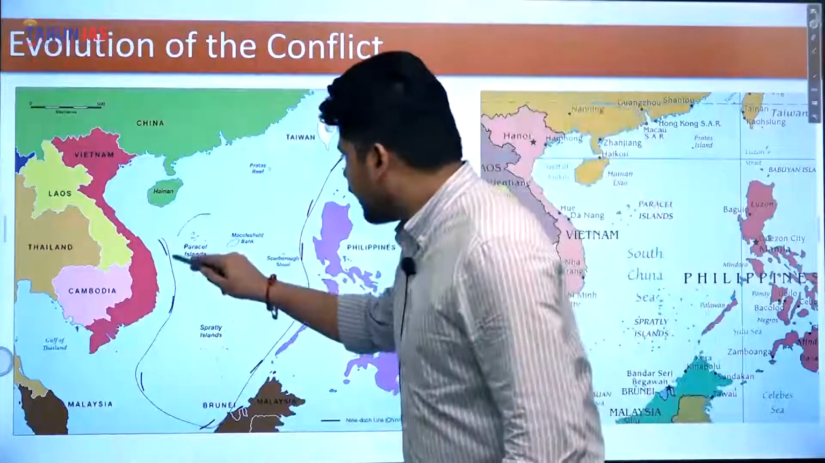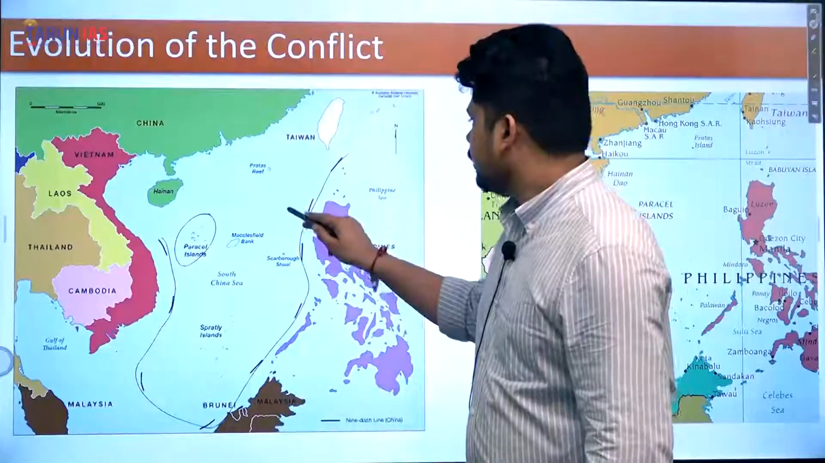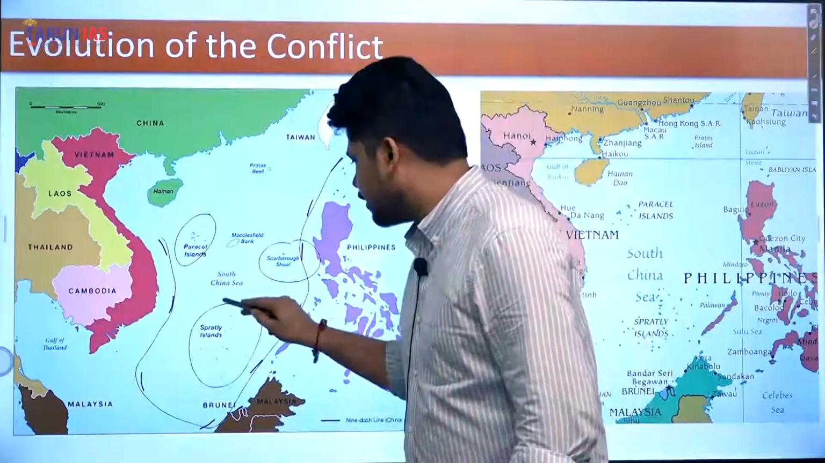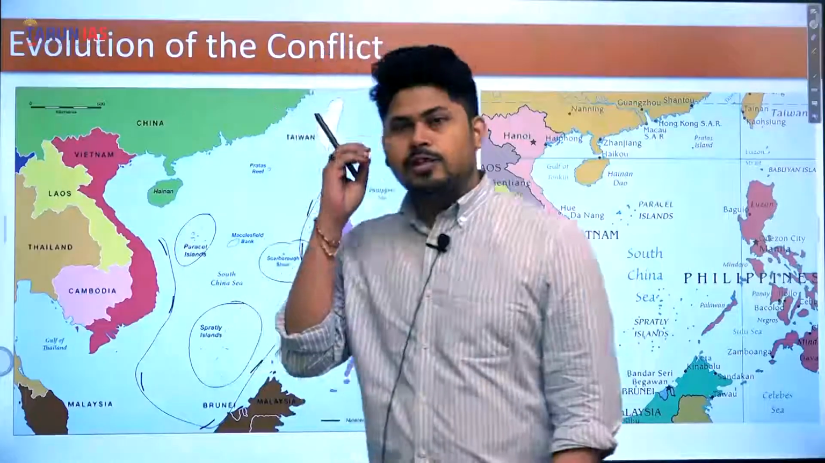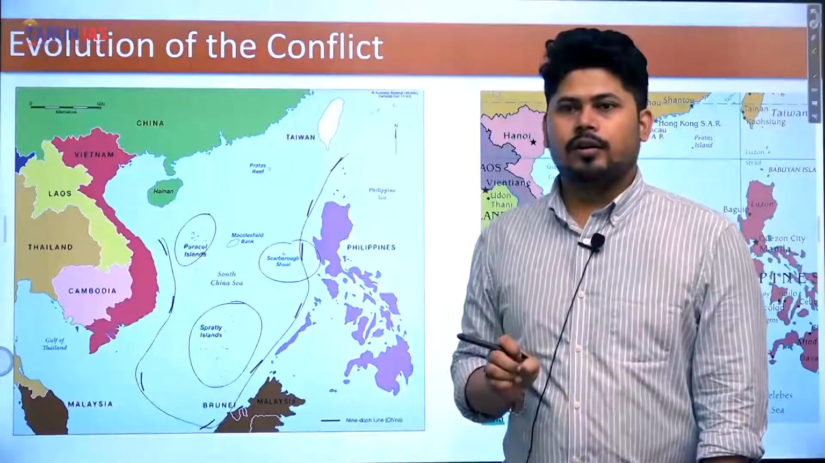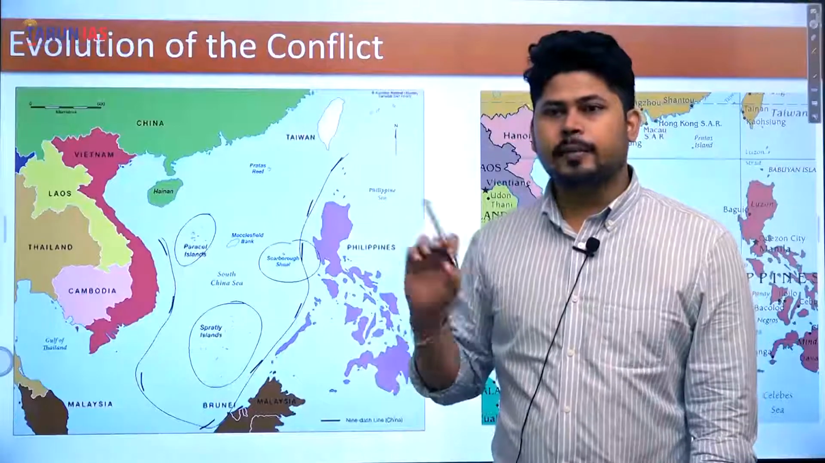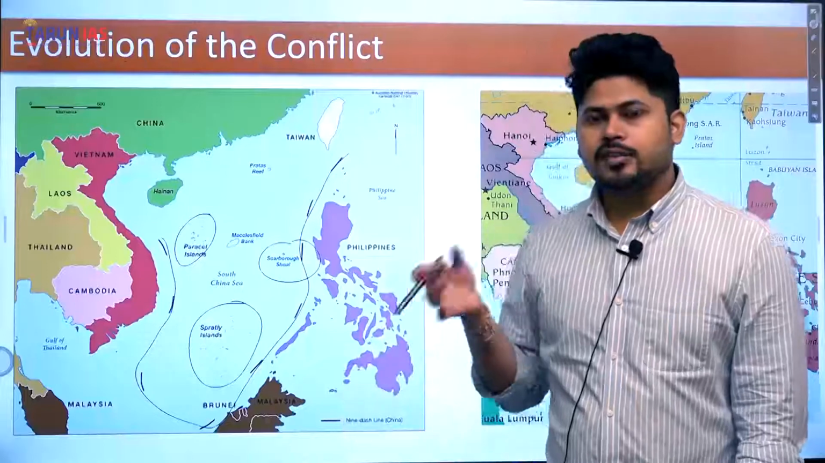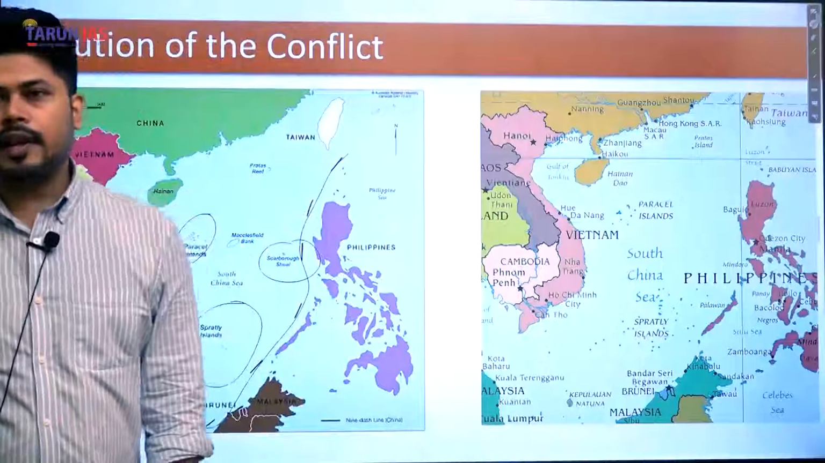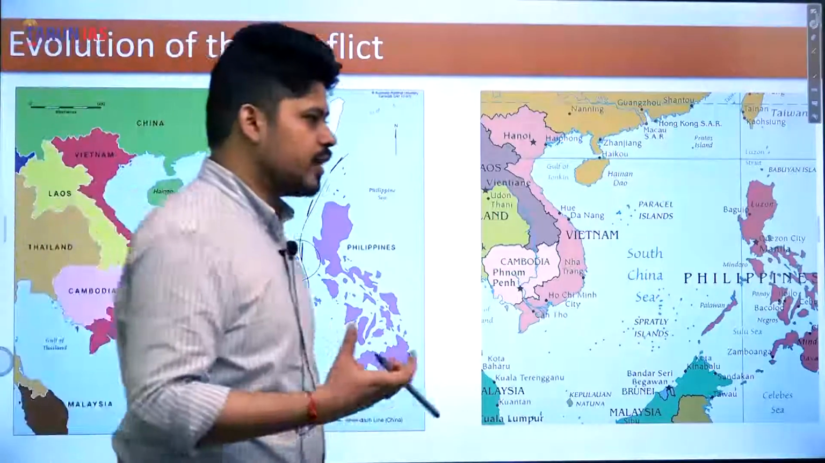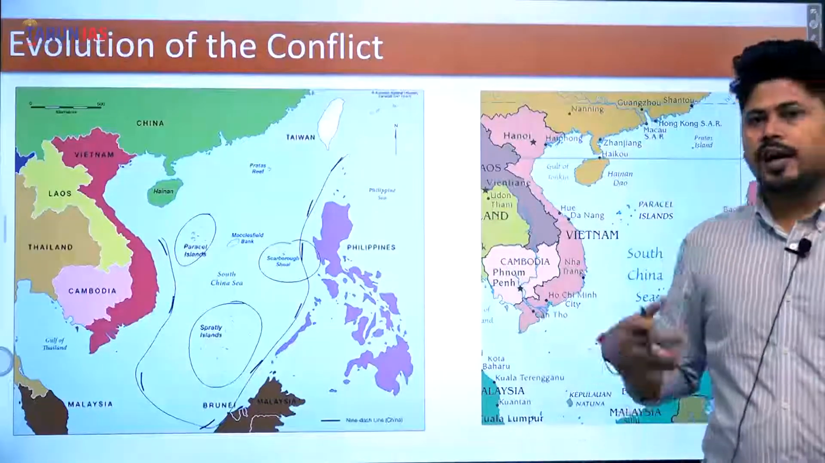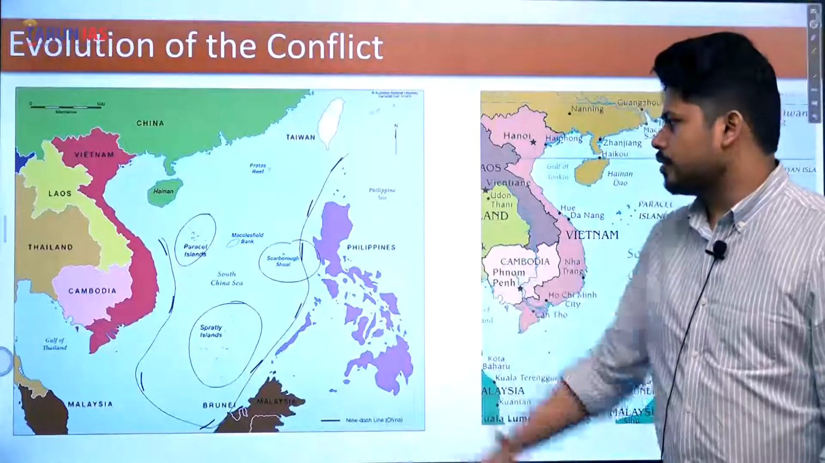Now this is the Paracel Islands, this is Scarborough Shoal and these are the Spratly Islands. Now these islands have been created by China, and some natural islands are also there, the rest have been created by China. China has not only created these islands but also posted its navy outposts and airfields on these islands, of course to increase its aggression in this South China Sea.